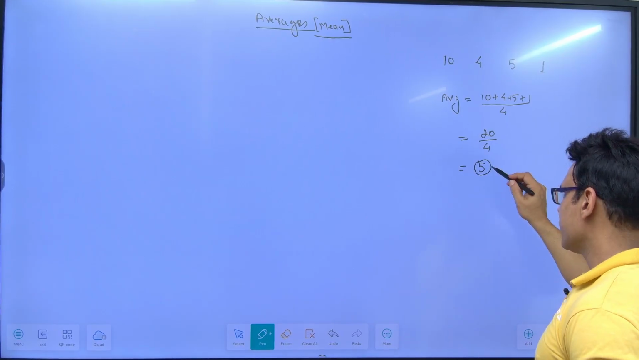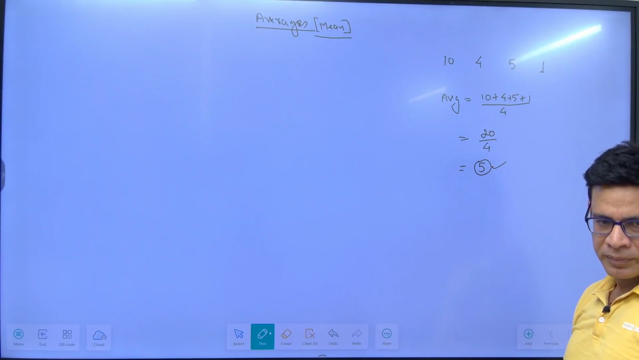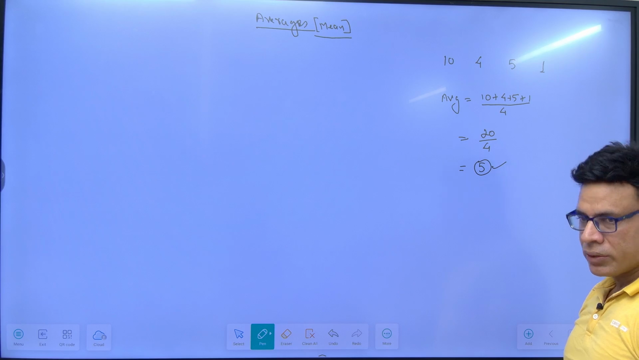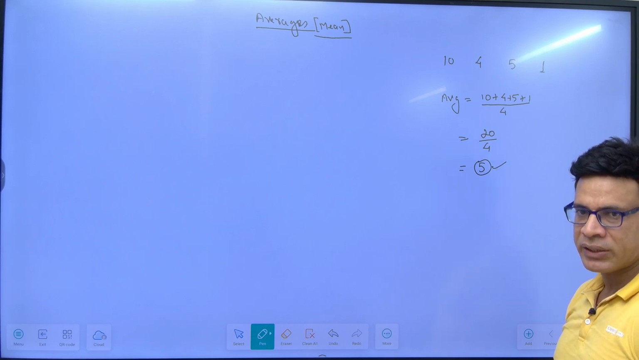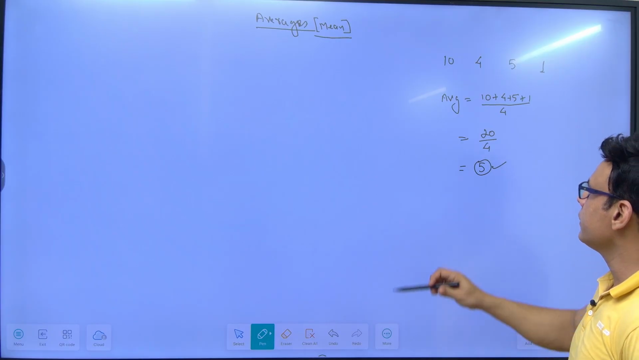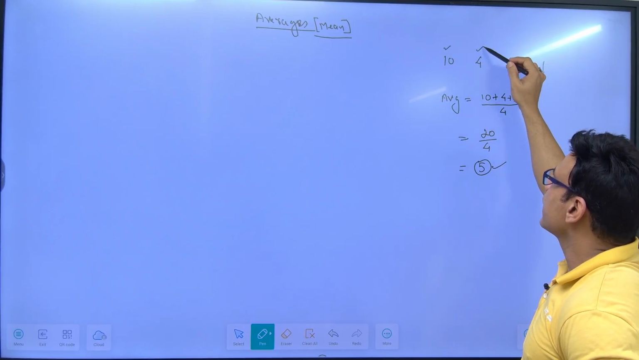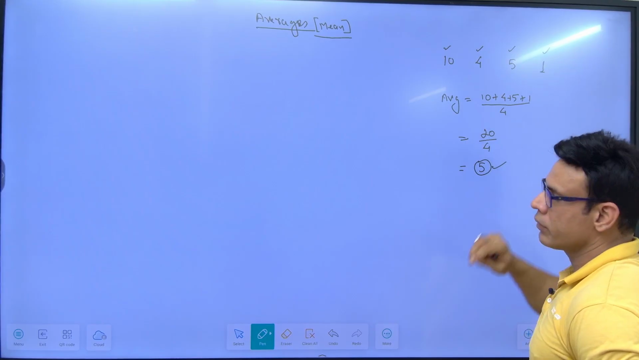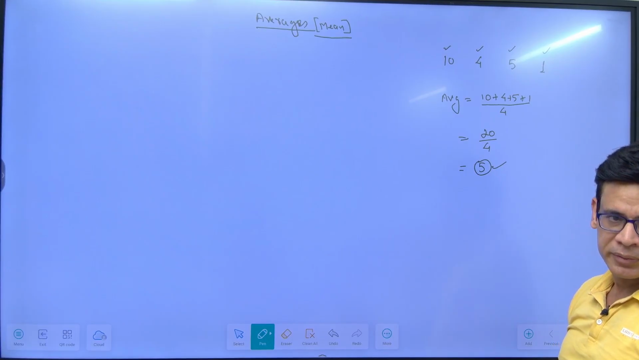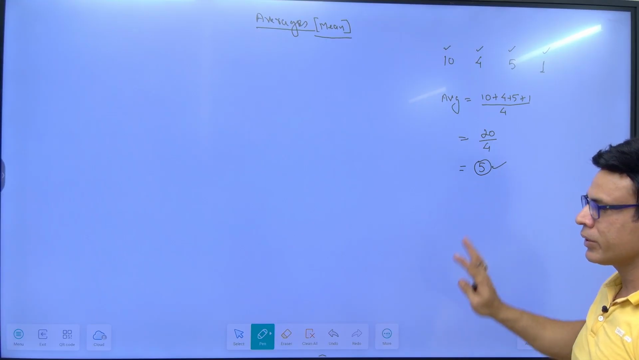So when I say average is 5, it does not mean that each term is equal to 5. But it also means that on an average, each term is equal to 5. For example, there are 4 brothers, right? One brother has 10 chocolates, one has 4, one has 5, and one has only 1. But mom wants to divide these chocolates equally. What will she do? She'll take the average out, and then she'll get the average is equal to what?